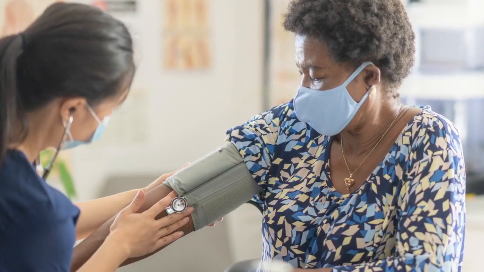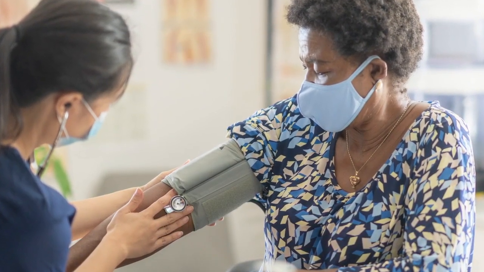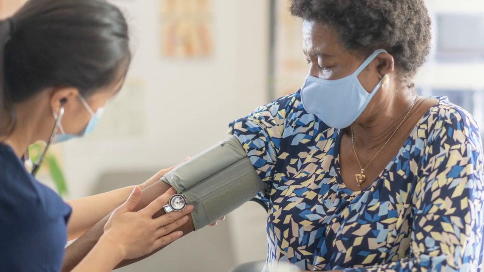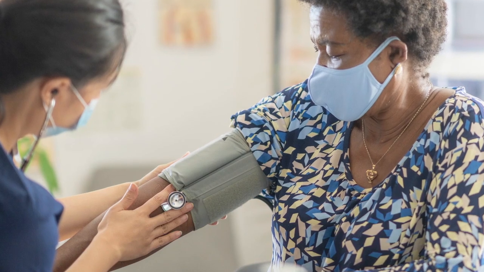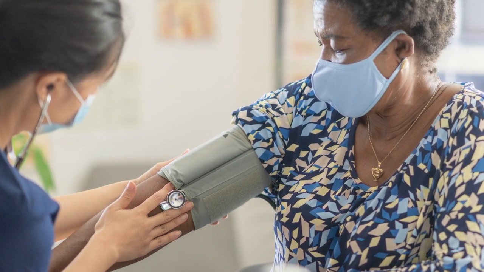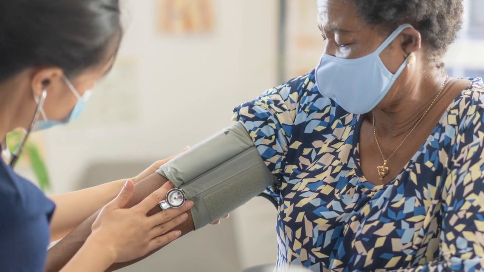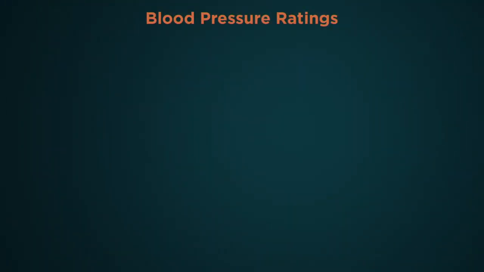Now let's discuss modifiable risk factors, those that we can control, starting with high blood pressure, which is the #1 risk factor for stroke. In fact, before the age of 80, the risk of stroke among those with high blood pressure is 2 to 4 times higher than in those without it. This is because high blood pressure promotes atherosclerosis and causes damage to blood vessels.